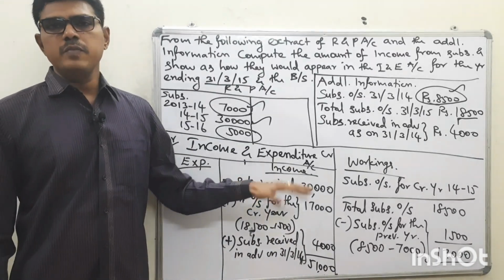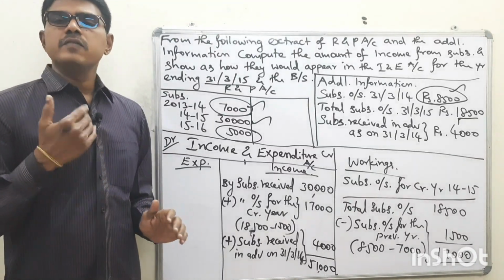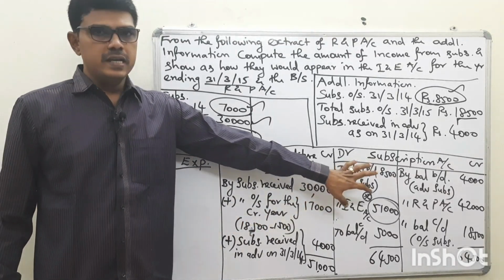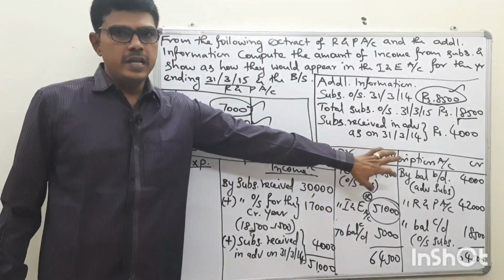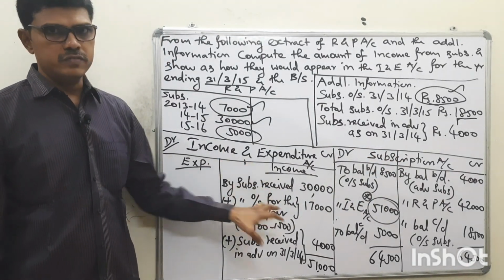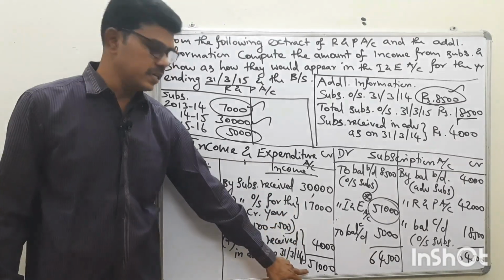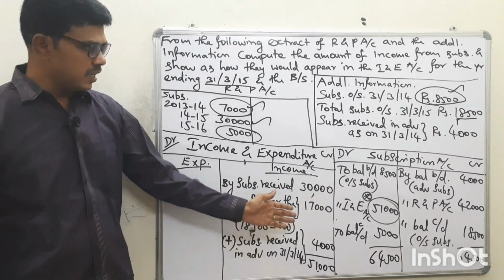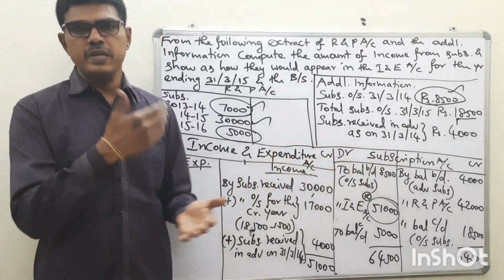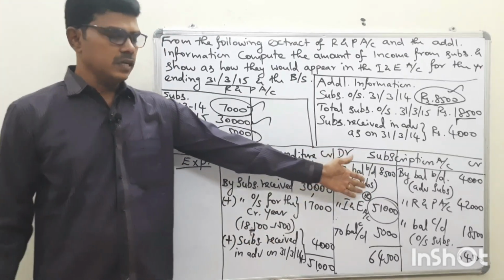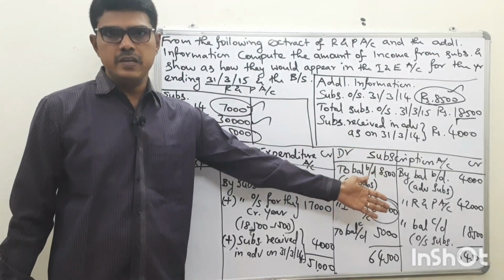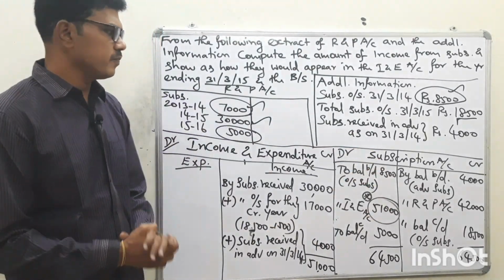Let me work out the same in another method, right? We are going to calculate the income from subscription by preparing subscription account. Sometimes in exam hall you may have some confusion whether the answer you have calculated is correct or not. Then you can cross verify by working out the subscription account. In the last page of the answer booklet you can do this calculation so that you can understand. In all the problems they have not asked you to prepare subscription account, right?